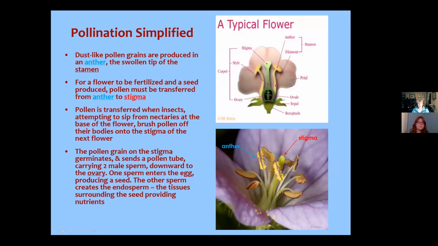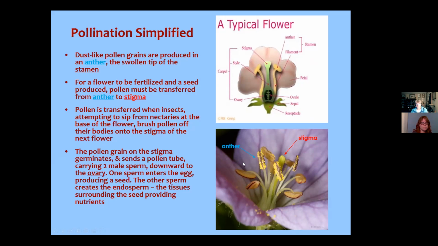So when we look at a flower, and I know this is taking you back to probably middle school or high school biology, the dust-like pollen grains are produced in the anther. As you can see here, if you can see my arrow, here's the anther, which is the swollen tip of the stamen. The stamen is the whole structure, so the anther is attached to the filament, and that whole piece is part of the stamen. And then, in order for a flower to be fertilized and a seed to be produced, pollen must be transferred from the anther to the stigma.